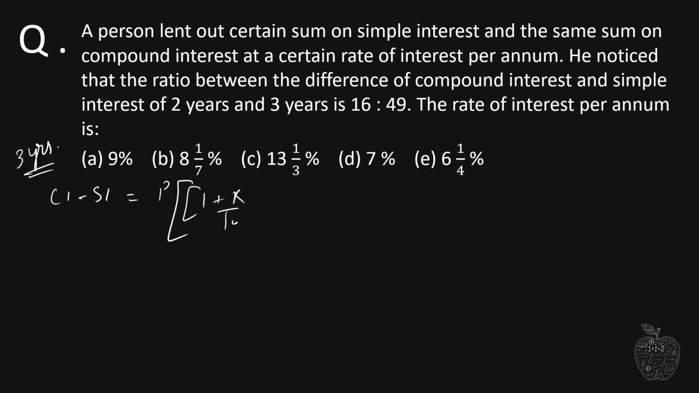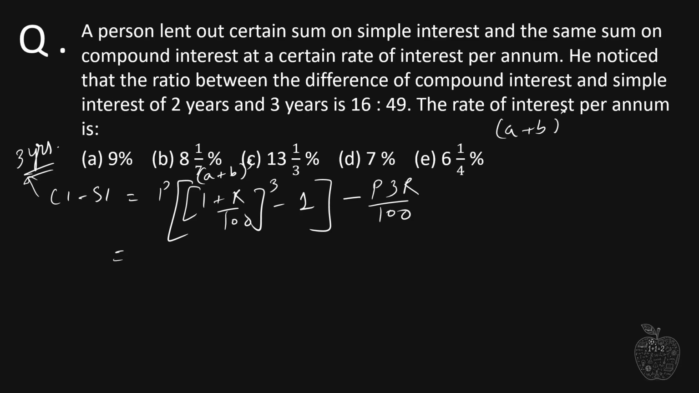P in bracket (1 plus R over 100) to the power n minus 1, minus simple interest, which is PnR over 100. And since this is for 3 years, let's substitute the value of n as 3 and 3. Now here we can use the formula for (a plus b) whole cube. What is the formula for (a plus b) whole cube? If you remember it properly, it is a cube plus 3a square b plus 3ab square plus b cube. Now let's use this formula here.